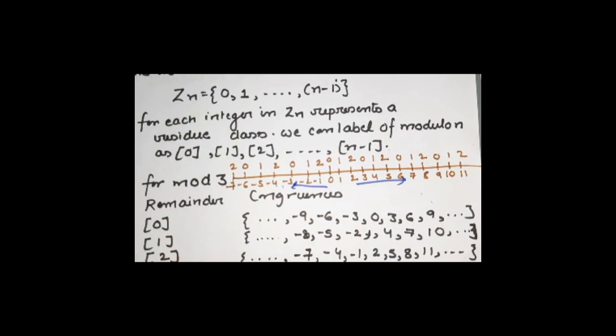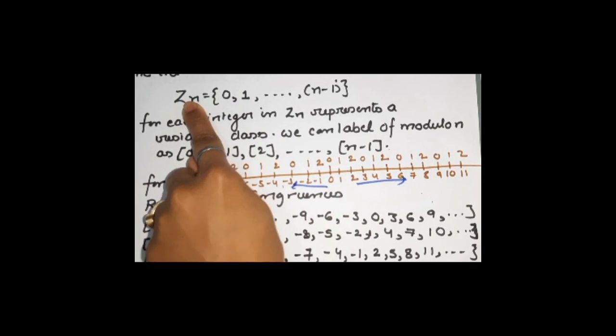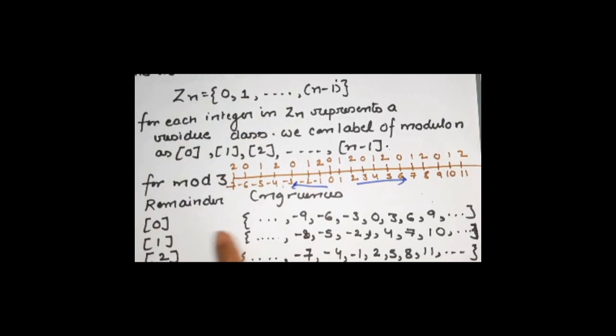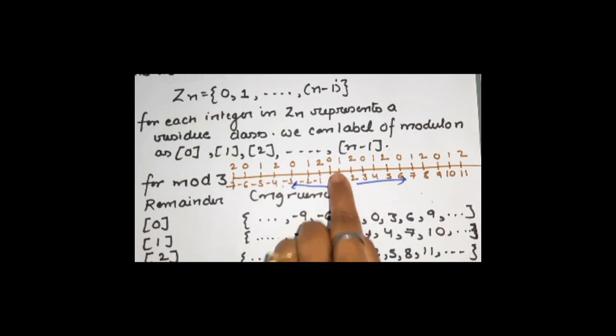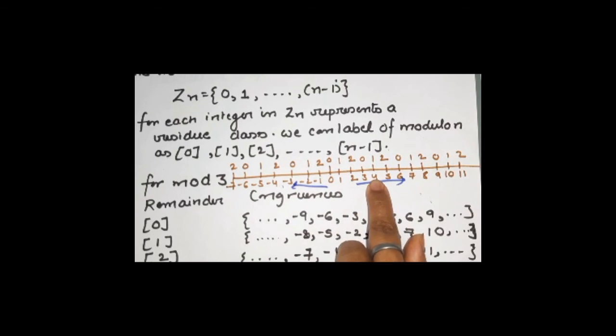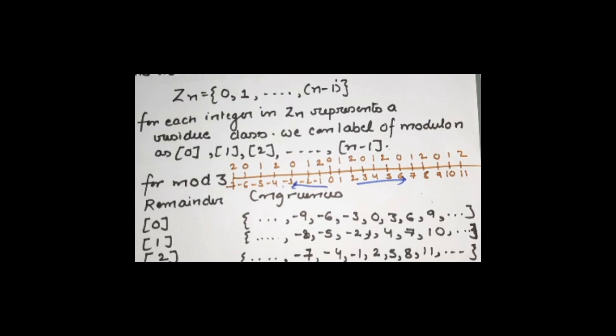So these are the remainder classes that are mentioned in Zn. So for 0, these are the congruent values. For 1, what are the congruent values? For 1, you can say 1 is congruent, 4 is congruent, 7 is congruent, 10 is congruent. On the negative side, minus 2 is congruent, minus 5 is congruent, minus 8 is congruent, right?